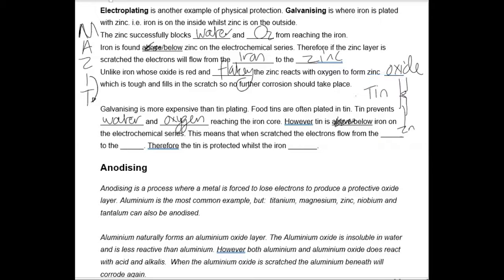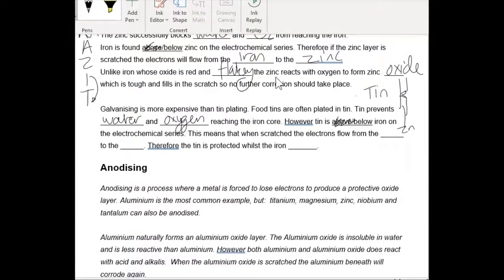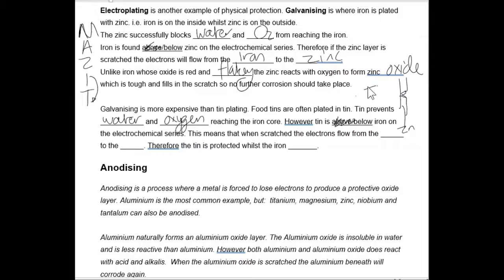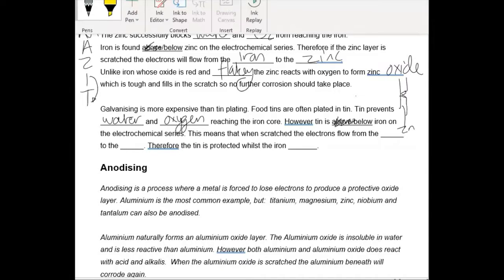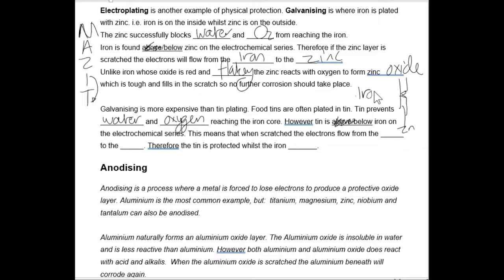Okay, so just to make sure that we're on the same wavelength here, because I have caused some confusion, if we've got galvanizing, the zinc gives electrons to the iron. The zinc forms zinc oxide that fills in the scratch and acts like a plaster, preventing further corrosion of the iron. The zinc gives electrons to the iron as well.